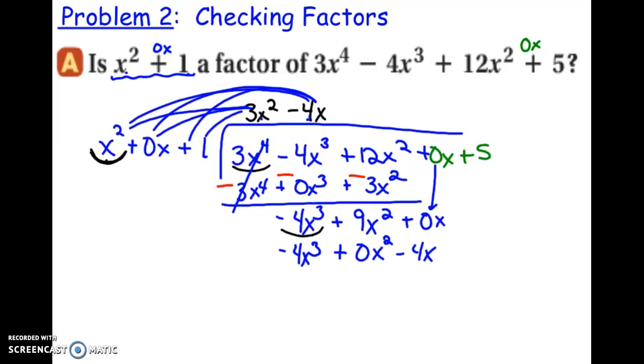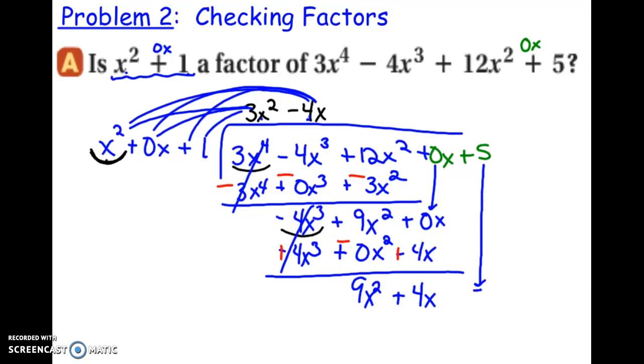So now we change all the signs on the bottom. Our first terms will cancel out. So we have 9x squared plus 4x. Now we bring down that 5. Same old. What do you multiply the first term by to make it exactly this first term? And the answer is a positive 9. Let's distribute that positive 9.